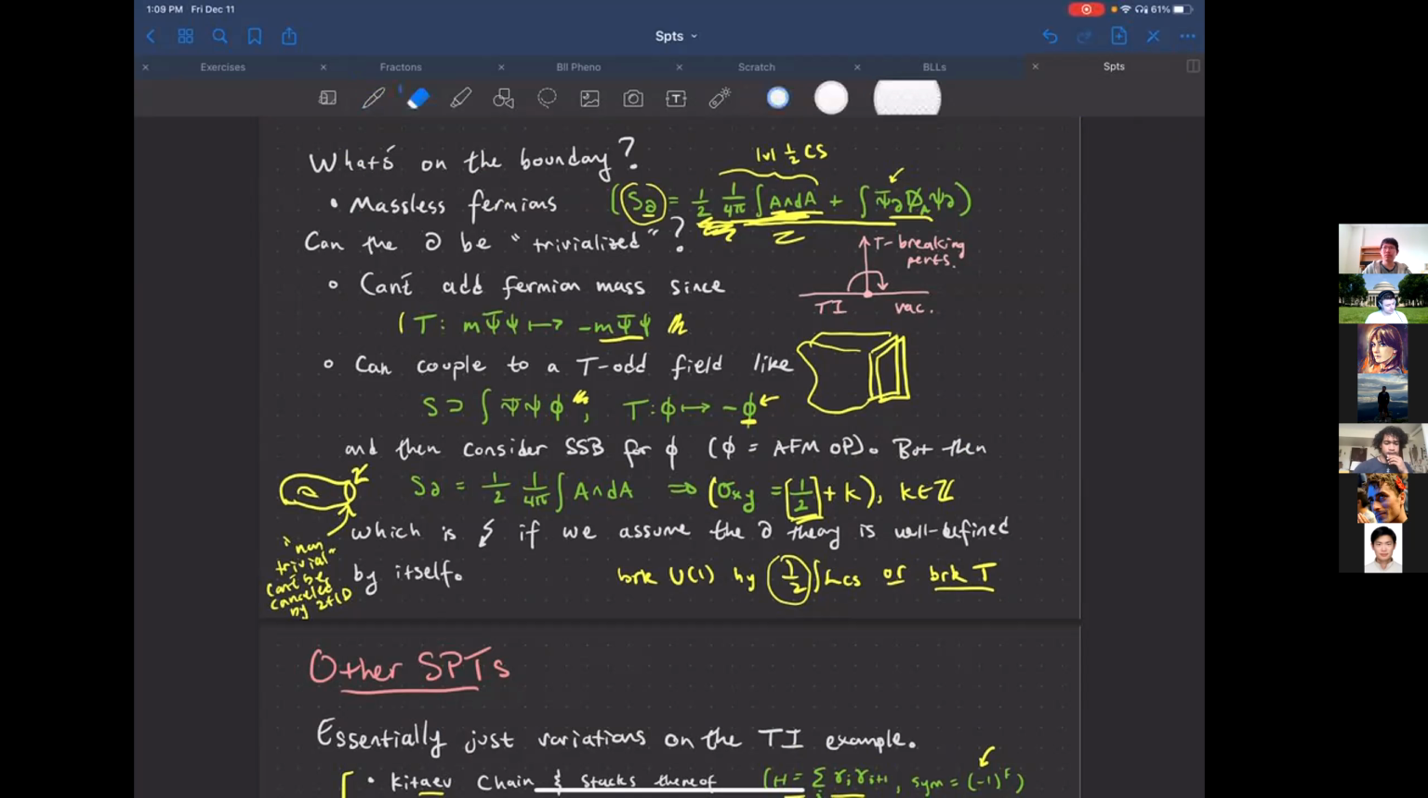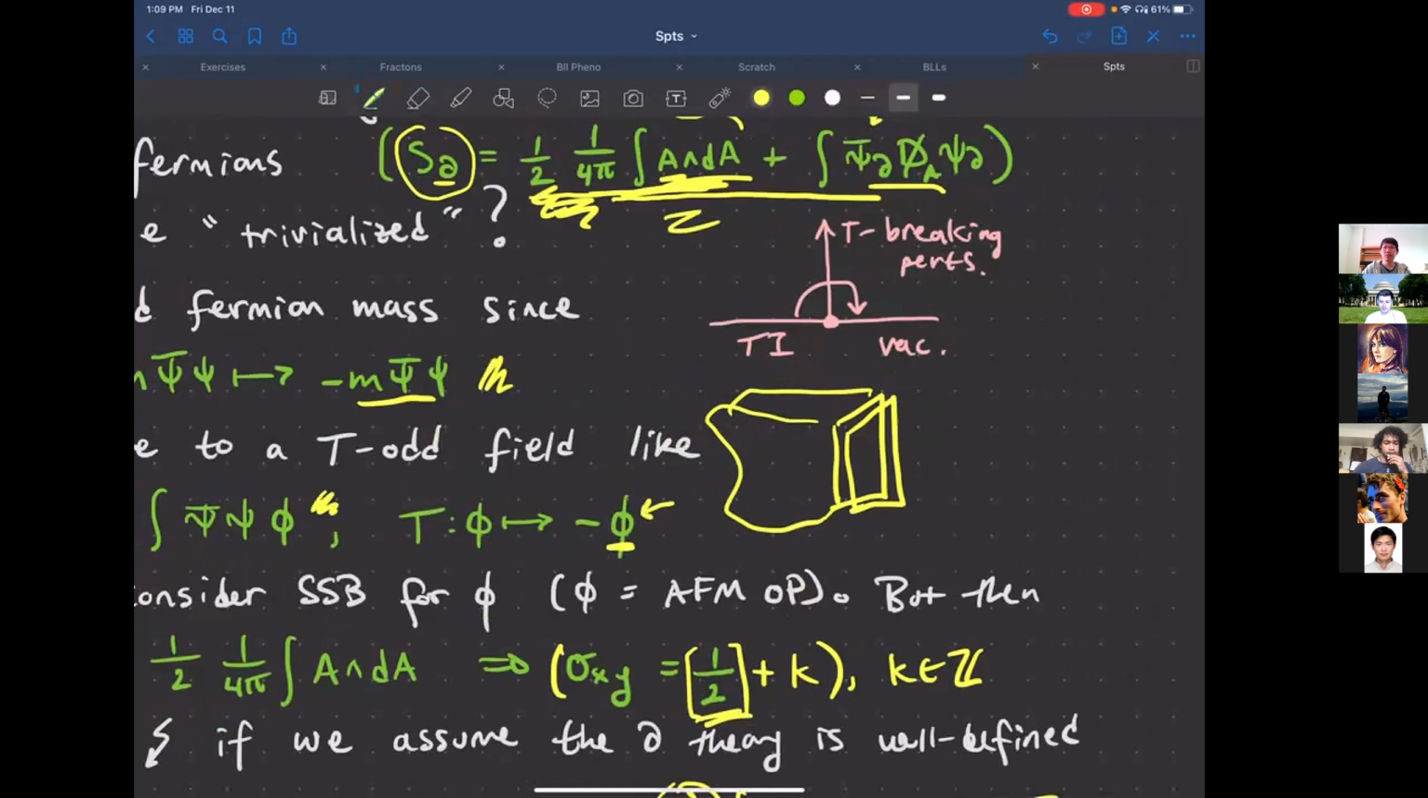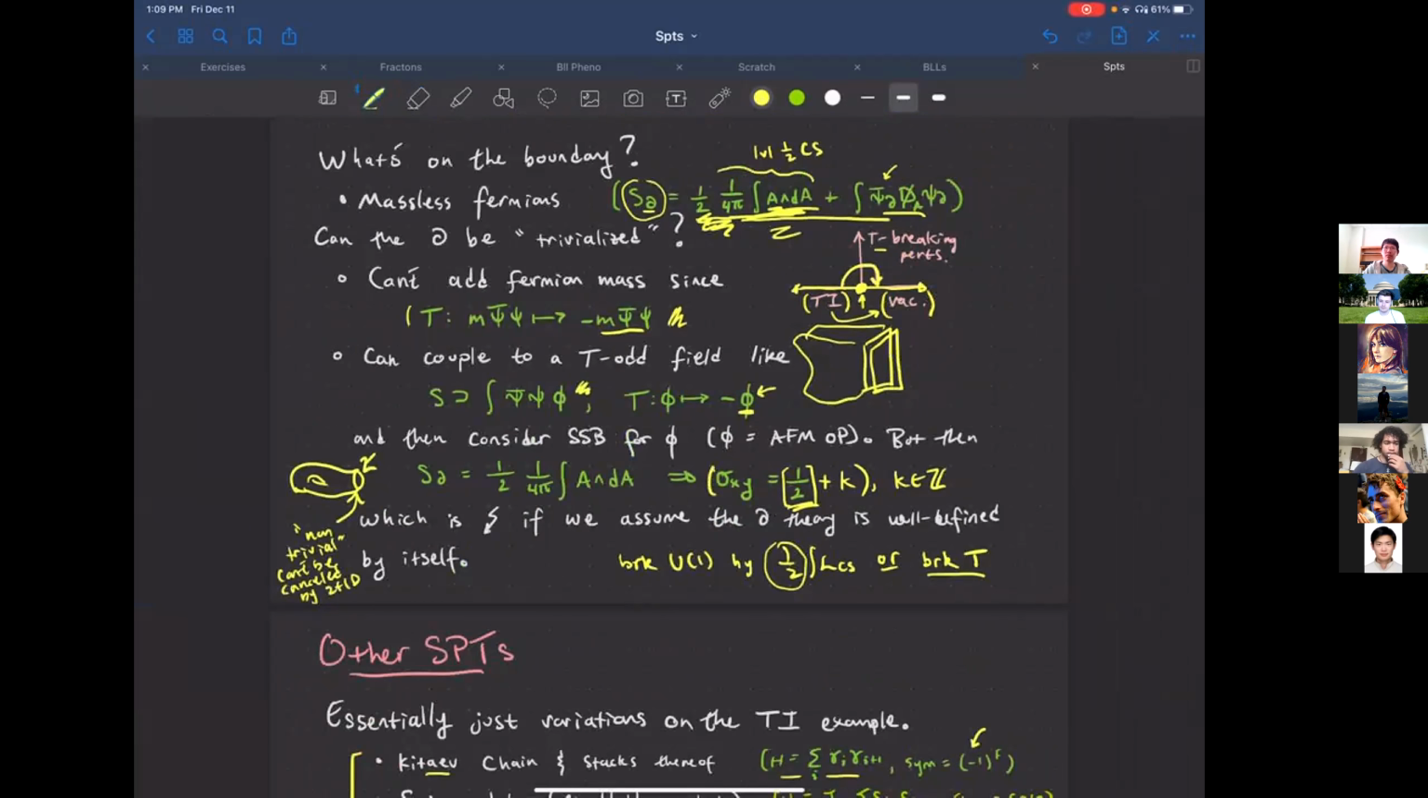Oh yeah, I should have talked about this picture here. This picture is, so here's our TI and here's the trivial state. And the claim is that as long as I consider perturbations which don't explicitly break T, there is something here that is preventing me from smoothly going from the TI to the vacuum. But if you consider T breaking perturbations, it's possible to smoothly go between these two, for example, without closing the gap, right?